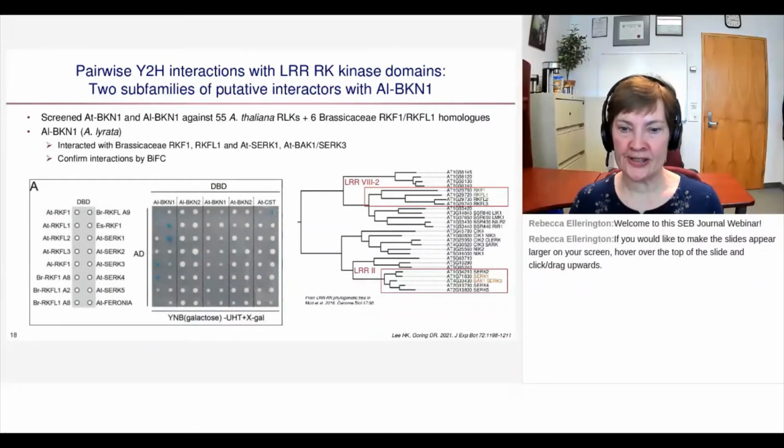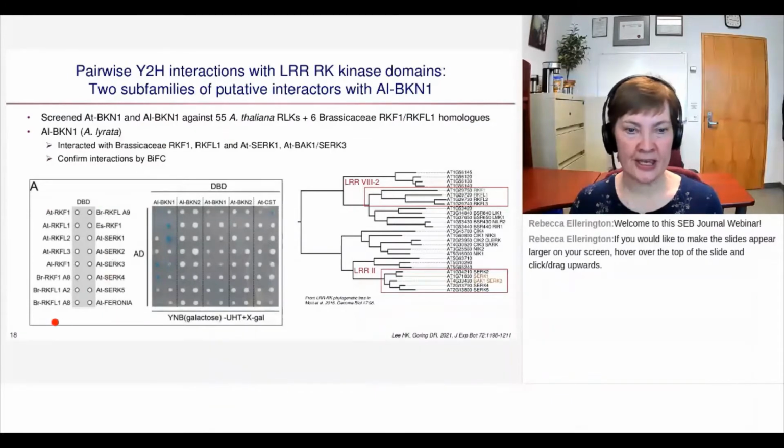Okay, so this is an example of the 2 hybrid screen and the results that we saw. There are close to 60 different receptor kinases that were tested against the BCAN1s. It turned out that Arabidopsis lyrata BCAN1 was the clone that interacted with the cytosolic kinase domains belonging to the RKF1 and RKFL1 group, and BCAN1 was able to interact with different Brassicaceae clones for RKF1 and RKFL1. And we also found interactions with SERK1 and SERK3.